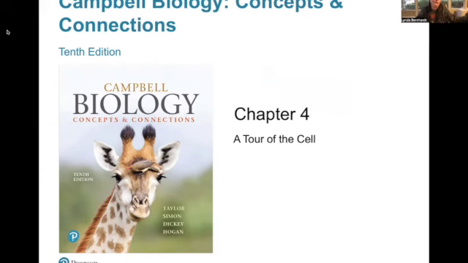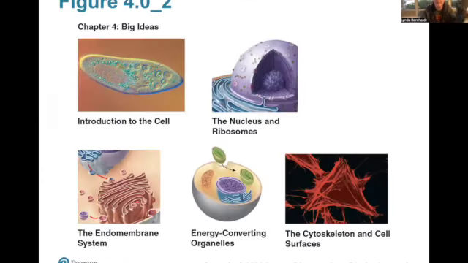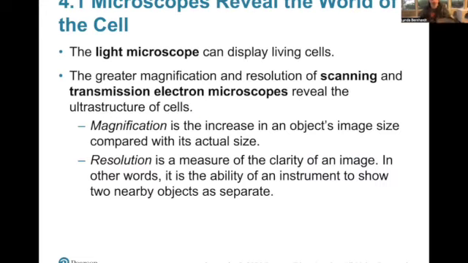So we are now going to do a tour of the cell. Introduction to the cell, because we've been building up to it. The light microscope is what most people think of when you think of a microscope. It's just the light that shines to make it easier to look. This is how you can look at living cells.